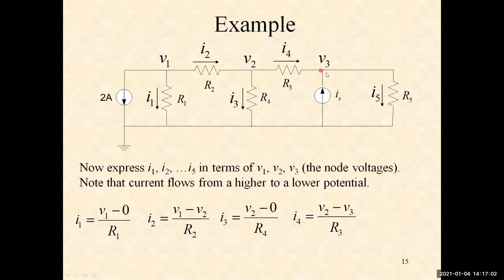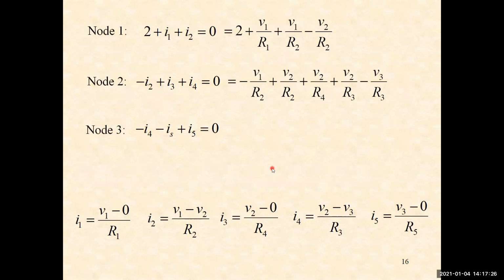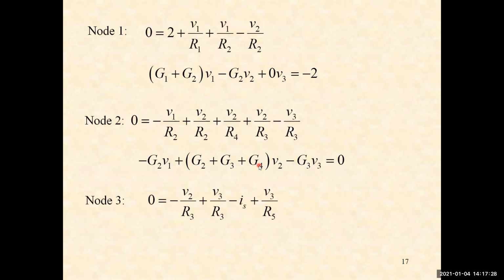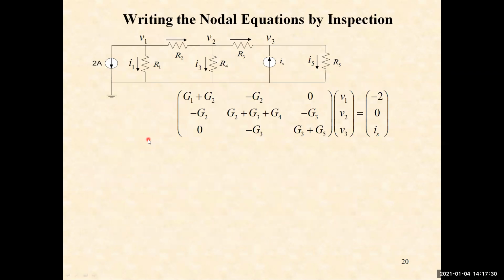Understood? Similarly, to find the equation at V3, assume V3 as higher in magnitude, then the equation will become V3 minus V2 by R3, then V3 divided by R5, and then the current is entering, that's why minus IS is equal to 0. So you will get these equations, 1, 2, 3 equations. Understood? I already explained in the last class how you get the equations. So this is the inspection method.